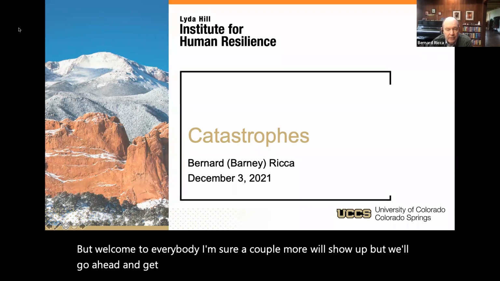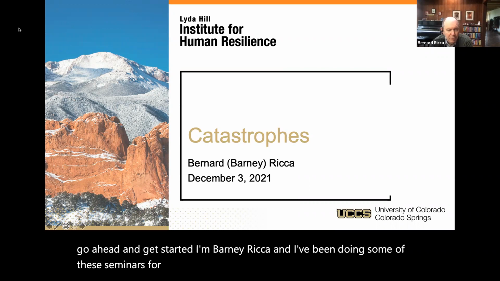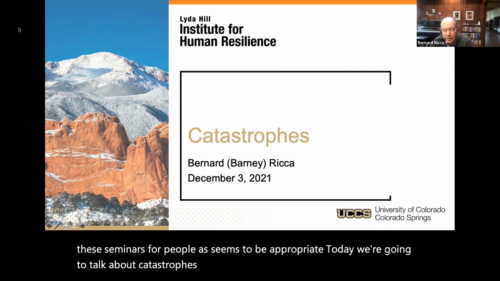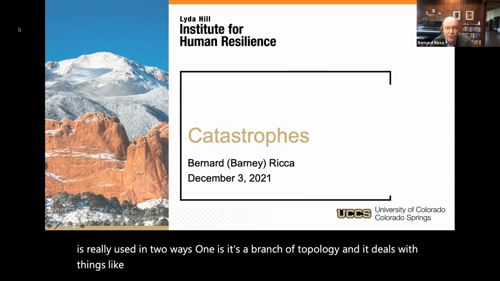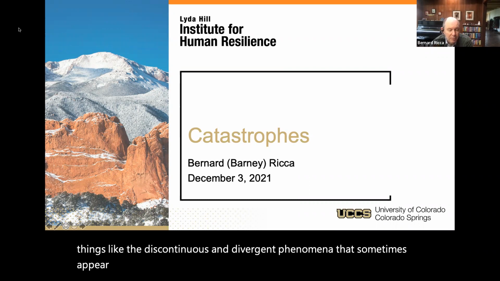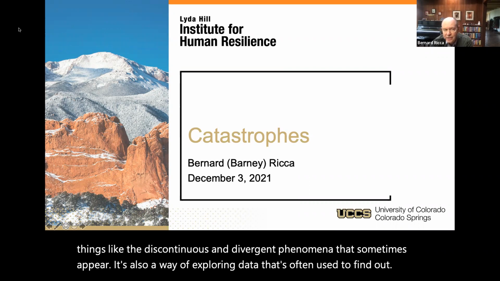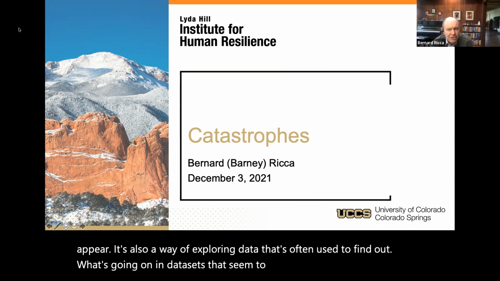I'm Barney Ricca, and I've been doing some of these seminars for people as seems to be appropriate. Today, we're going to talk about catastrophes and catastrophe theory. Catastrophe theory is really used in two ways. One is it's a branch of topology, and it deals with things like the discontinuous and divergent phenomena that sometimes appear. It's also a way of exploring data that's often used to find out what's going on in data sets that seem to be a little bit inconsistent.